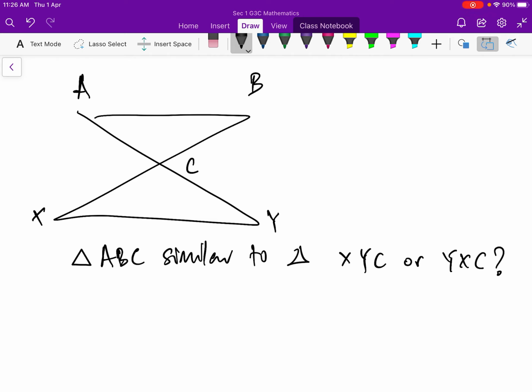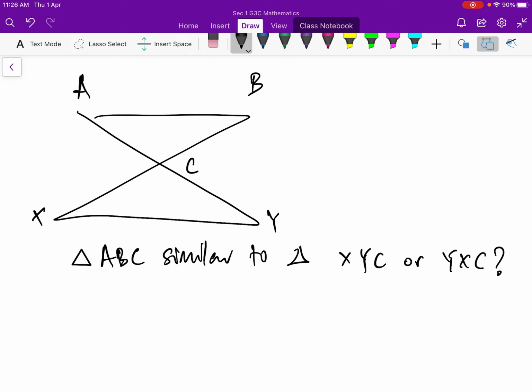I didn't say they are the same. They are similar. But which two are similar? Is it XYC or YXC? This one may confuse some people. So there is actually a way to identify it really easily. C must be the last, obviously. Okay. What else? So is it XY or YX?